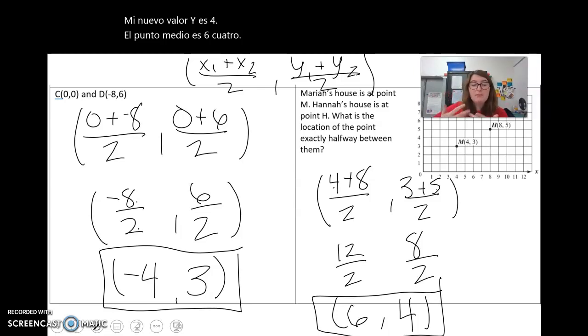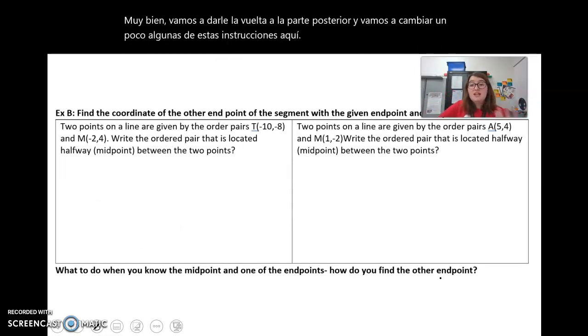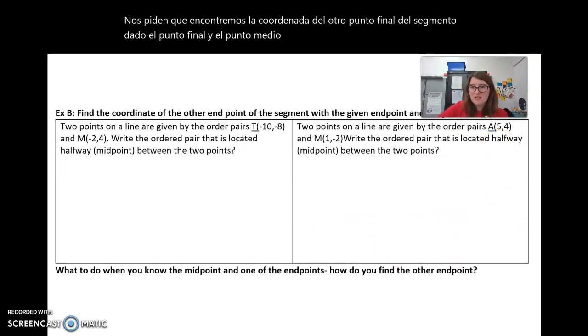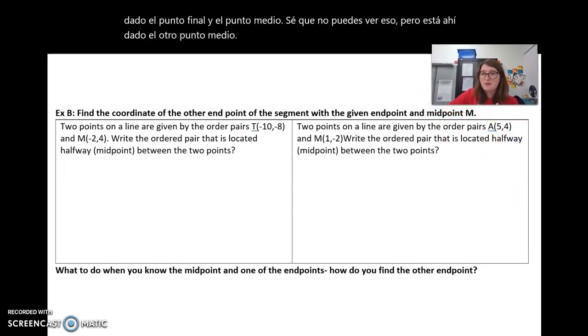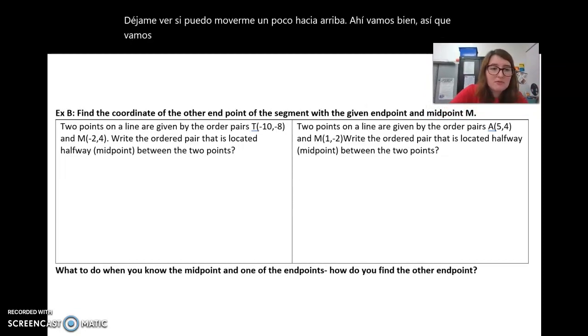All right, we're going to flip it over onto the back, and we're going to change some of these instructions a little bit. They're asking us to find the coordinate of the other endpoint of the segment given the endpoint and the midpoint. I know you can't quite see that, but it is there. Let me see if I can move myself up a little bit. There we go. All right, so we're going to just scratch off this part right here.